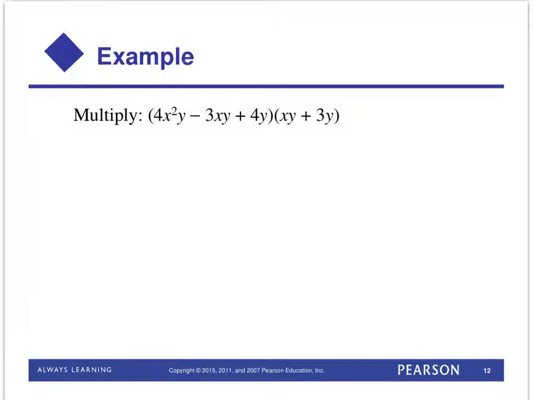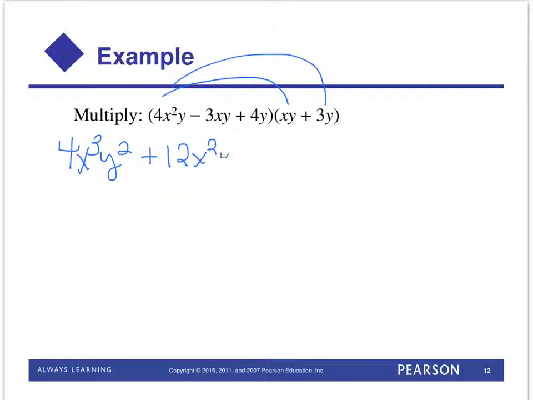Now this one says to multiply, so we're going to multiply, but we just got to be very careful how we do it. Just take your time. So I'm going to multiply these together. So I get 4x to the third y squared. And then I'm going to multiply these together. So I get 12x squared y squared. Then I'm going to go over here, and I'm going to get a negative 3x squared y squared. And I'm going to do it again, so I'm going to get a negative 9x y squared.